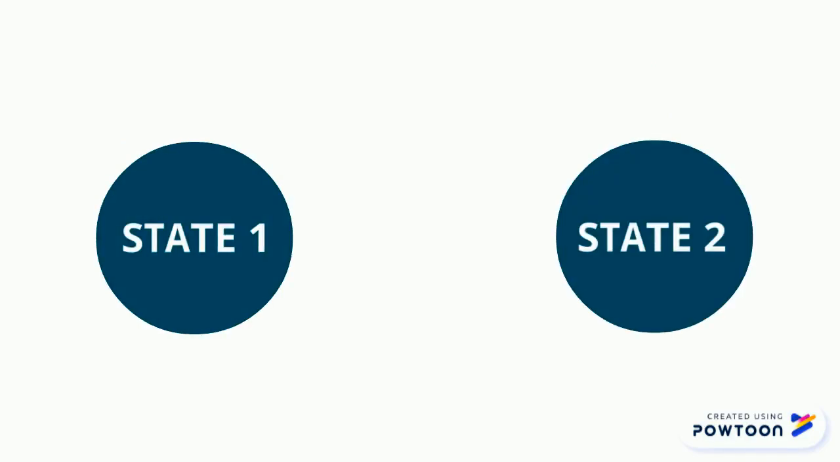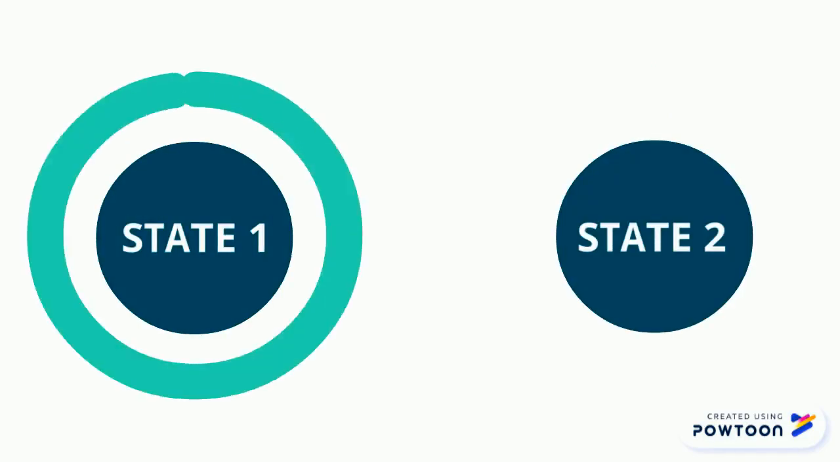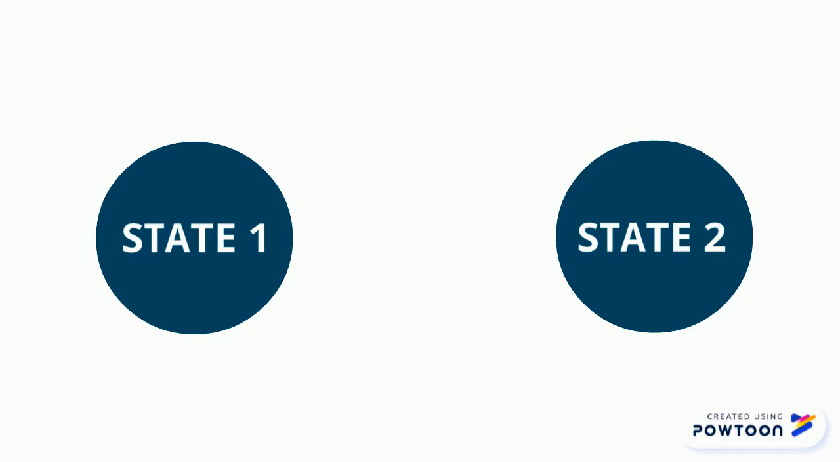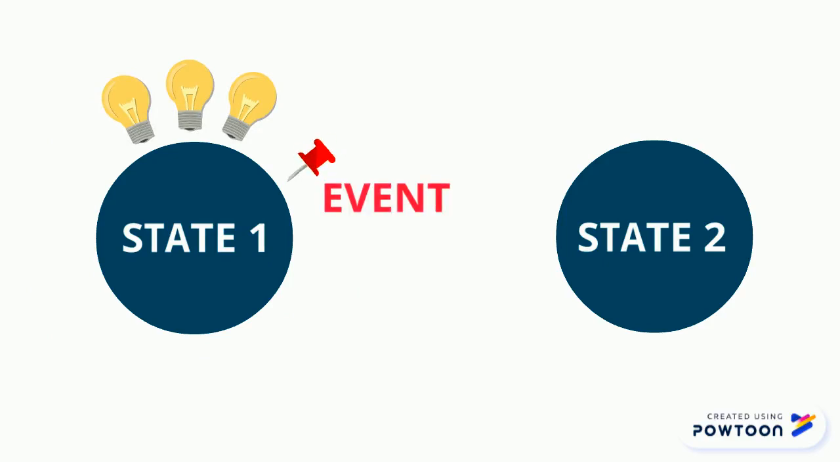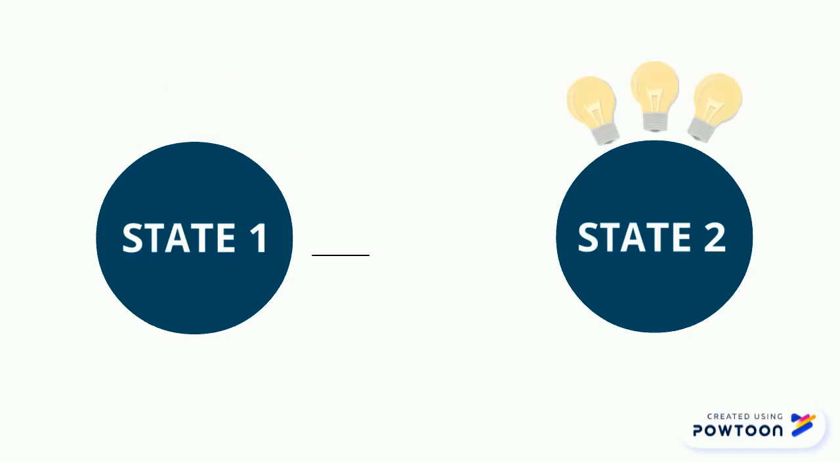Imagine a machine where there are only two states, and the machine can only be in one state at a time. Normally, the machine will stay in a certain state. It will remain in this state until something triggers it. We call this trigger an event. When an event happens, it will trigger the state to change. When in the second state, the machine will wait for the next trigger to return to the first state. This continues in the loop on and on.